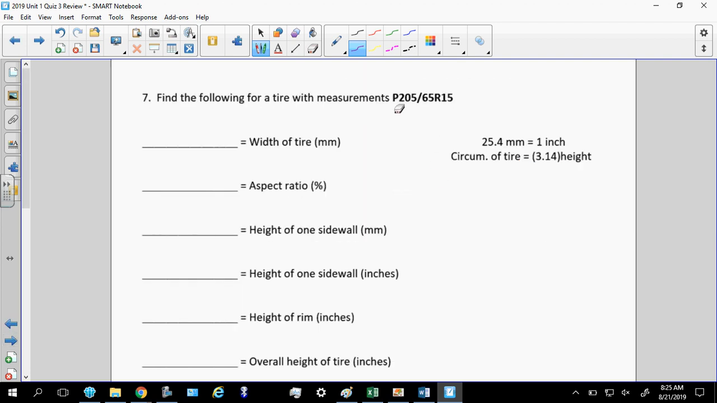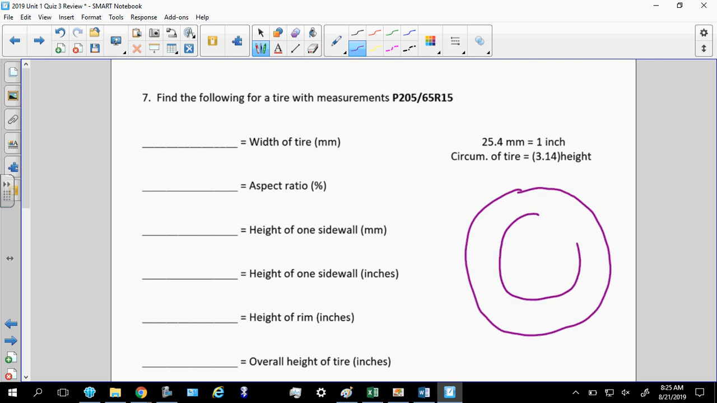Now, what I do just to be on the safe side, I go ahead and draw my tire. Again, it just helps me figure things out. So we have the width of the tire. Remember, the width is always the very first number, which is 205. The aspect ratio is always the second number, which is 65%. And lastly, the R15, that is the rim. So 3 out of the 7 blanks are already given to you.